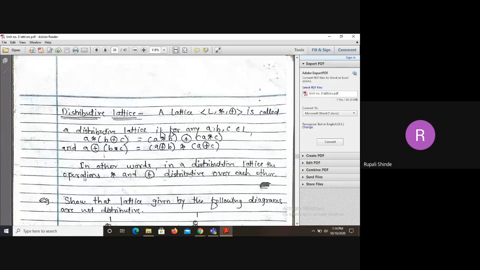In other words, in a distributive lattice the operations star and XOR distribute over each other. This star operation is distributive over the XOR operation, and in the second case the XOR operation is distributive over the star operation. So this is the definition of a distributive lattice. Have you understood the meaning of distributive lattice?